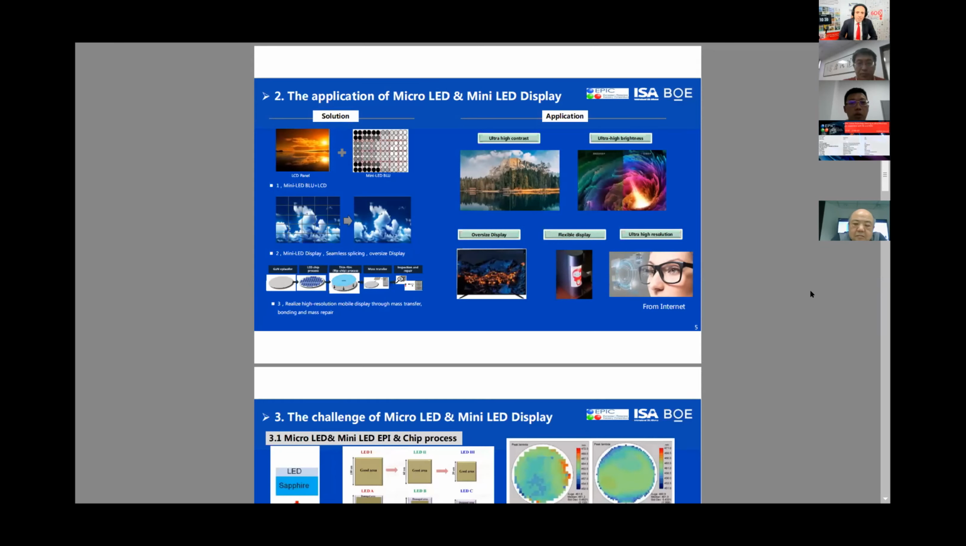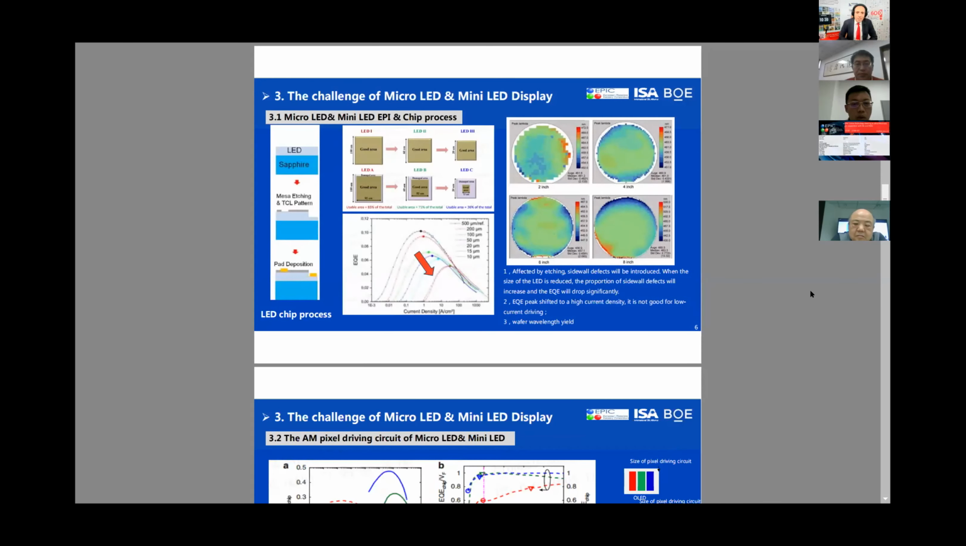Talking about the application of mini and micro LED, there are 3 parts. The first one is the mini LED backlight. Combined with the traditional LCD, we can realize super high contrast and super high luminance. The second is the mini LED video wall, where we can have seamless splicing to realize an oversized display. The third is the micro LED display, which in terms of flexible display and transmittance display is going to have a lot of natural advantages.